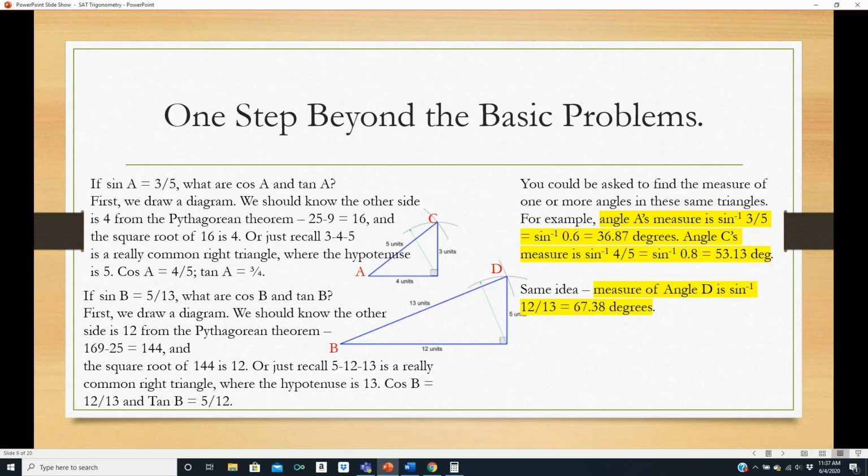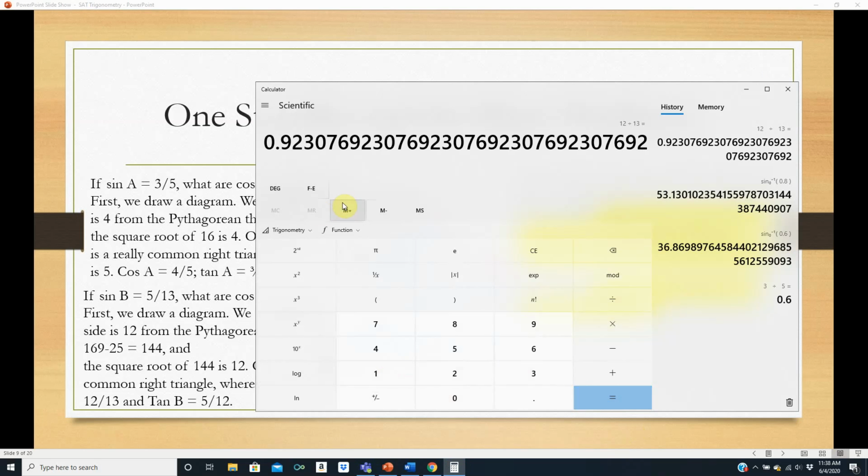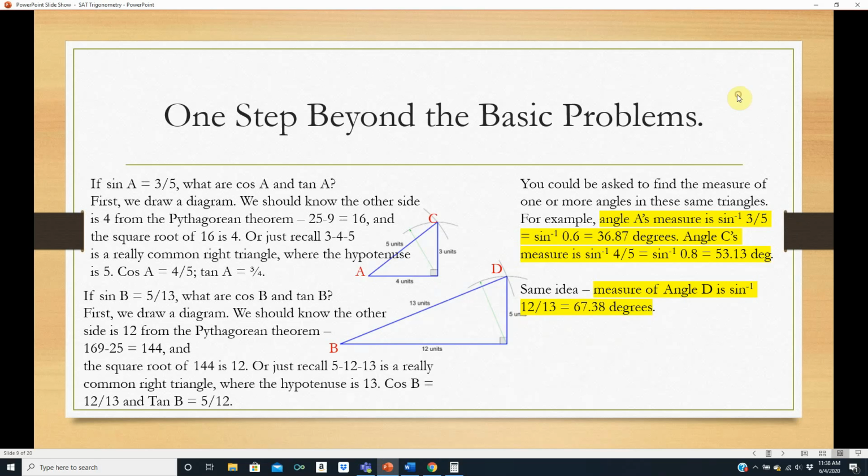Same idea, the measure of angle D is going to be the inverse sine of 12 over 13. Okay, so we go 12 over 13. That's 0.92, and so on. Inverse sine, okay, 67.38. So you can be asked to figure out these angles, really only on a calculator section on the SAT. They don't give you those tables of sine, cosine, tangent that they used to give you on long-ago math exams, when people didn't necessarily have calculators that did inverse sine, cosine, and tangent.